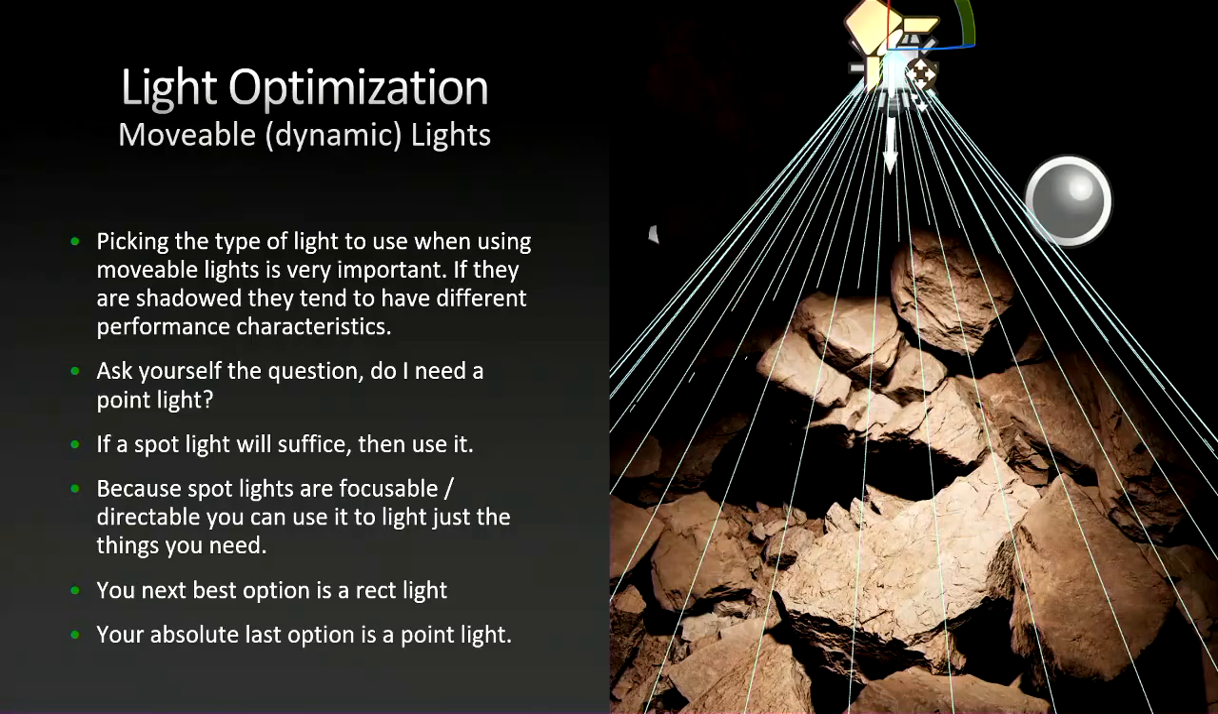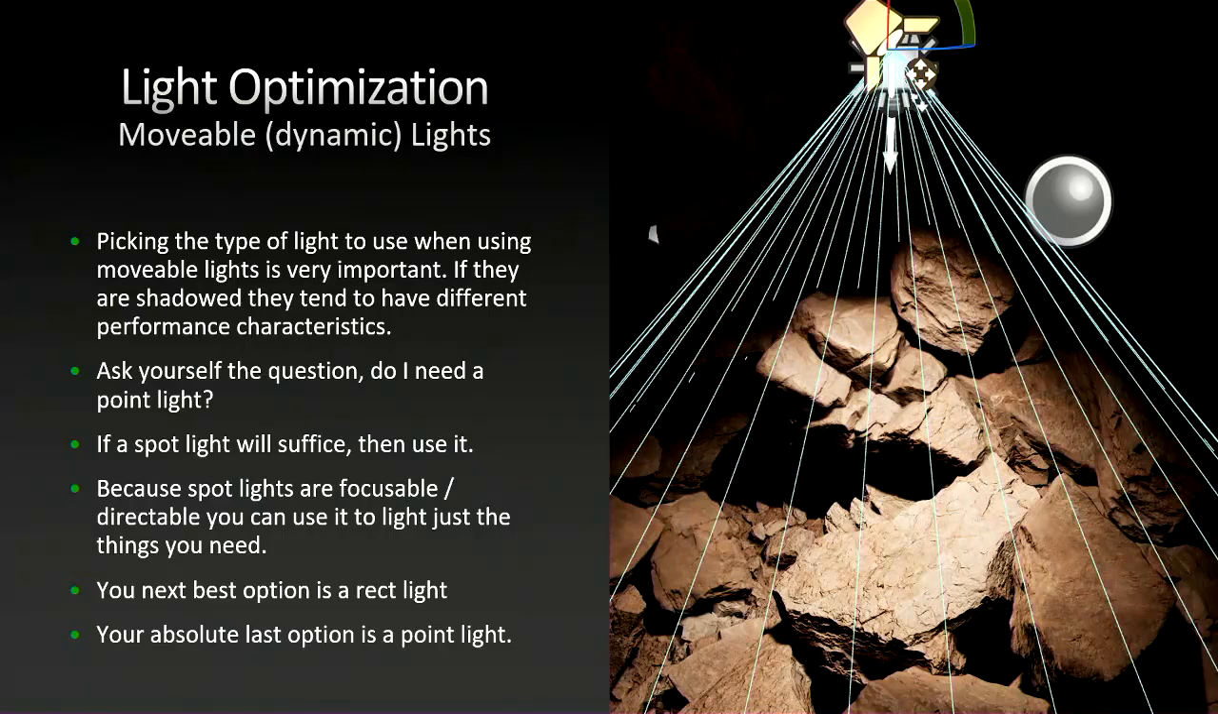Ask the question, do I need a point light? A point light is the big ball light, and it goes out in every direction. You might not need a point light. Will a spotlight actually do the same job? A spotlight is a sixth the cost of a point light, because it's only pointing in one direction, whereas a point light points in all directions.